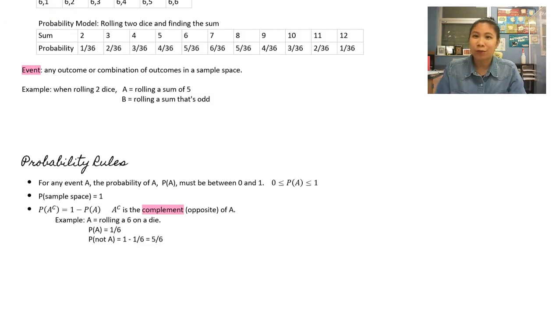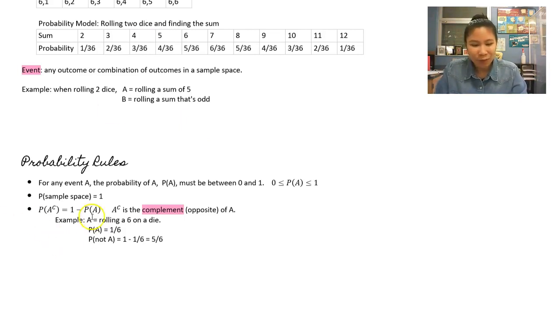Okay, the next rule involves a vocabulary word. This is the complement. We use event A with a little exponent of C to stand for the complement. It's not always going to be used as an exponent of C. Depending on the textbook, I've seen A with a little apostrophe or A prime, but it's always going to be defined for you when it's the complement. Our book just uses the exponent of C to show that it's a complement. A complement is just the opposite, so like not A.